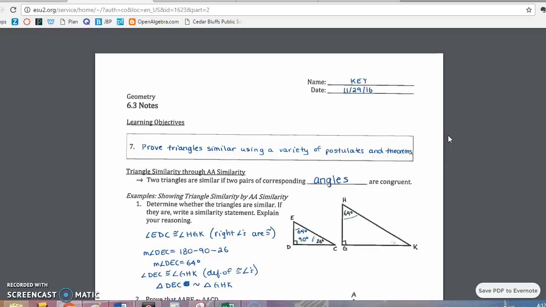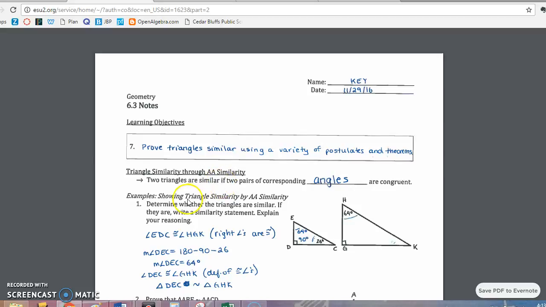The basic idea here is that two triangles are similar if two pairs of corresponding angles are congruent. Prior to this, we had learned that similarity meant that two figures had some corresponding congruent angles and proportionate corresponding sides. Here, this postulate will allow us to go around the side lengths and say if we have two pairs of corresponding angles that are congruent, we can automatically say that we have similar triangles.